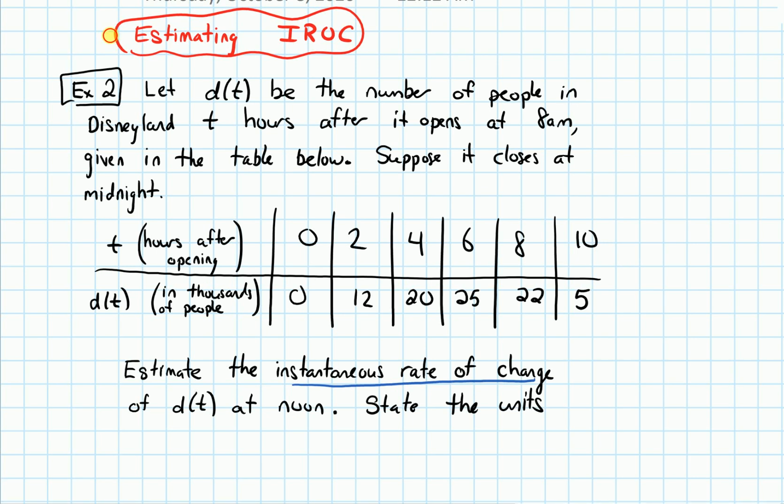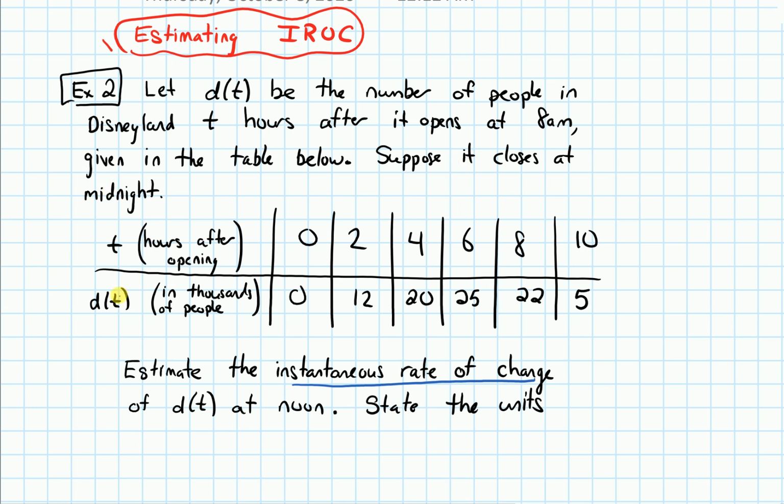In this video, we are going to do an estimating instantaneous rate of change example. So IROC, remember, it stands for instantaneous rate of change. So the example is the following. Let d of t be the number of people in Disneyland t hours after it opens at 8 a.m., given in this table. Suppose that it closes at midnight.